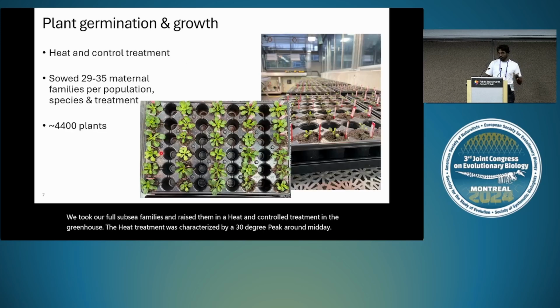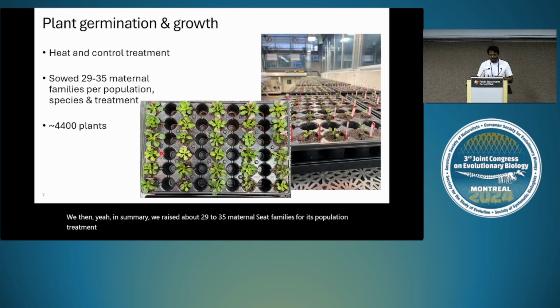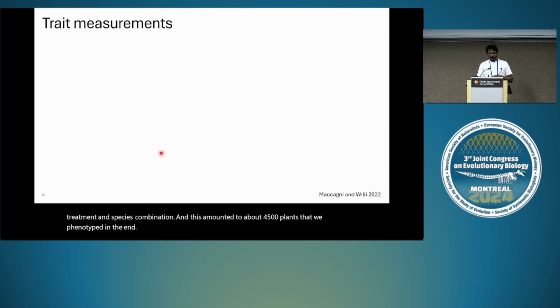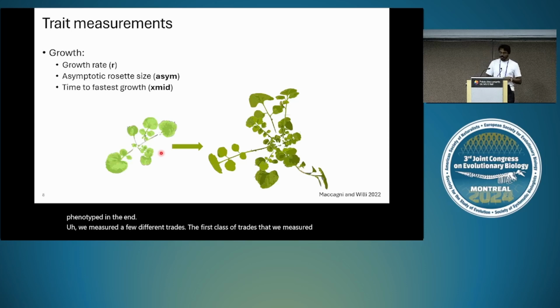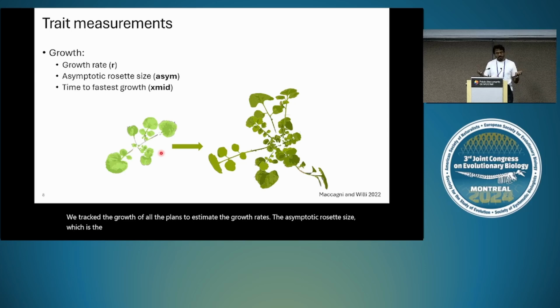In summary, we raised about 29 to 35 maternal seed families for each population, treatment and species combination, and this amounted to about 4,500 plants that we phenotyped in the end. We measured a few different traits. The first class of traits that we measured were growth traits. We tracked the growth of all the plants to estimate the growth rates, the asymptotic rosette size, which is the final size of the plant, and the time to fastest growth, or the time to reach the midpoint of growth, which signals the maturation time of the plant.